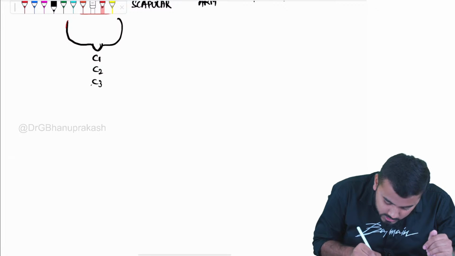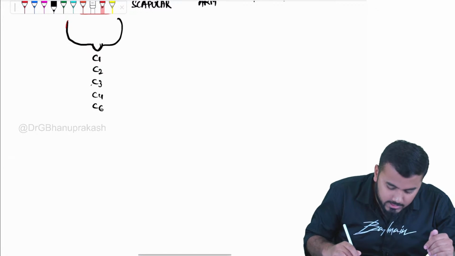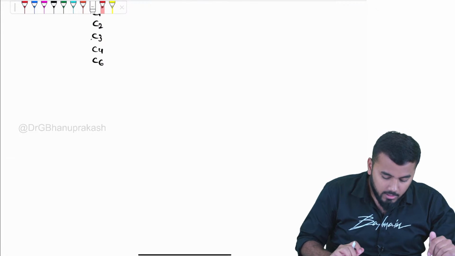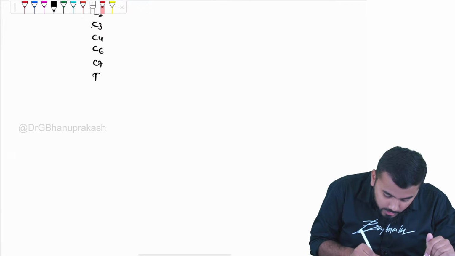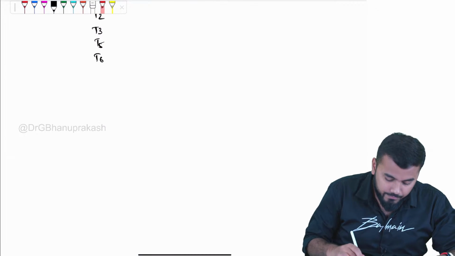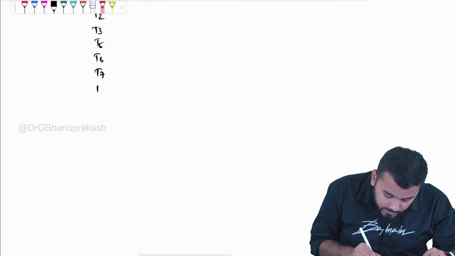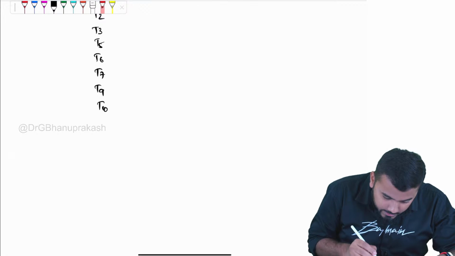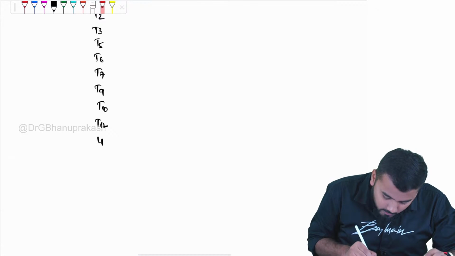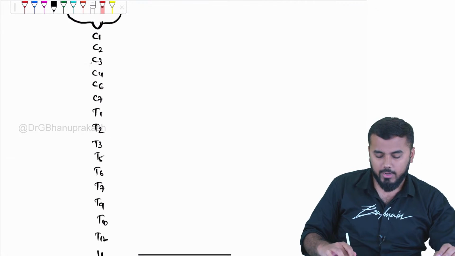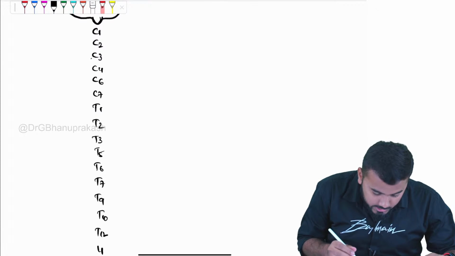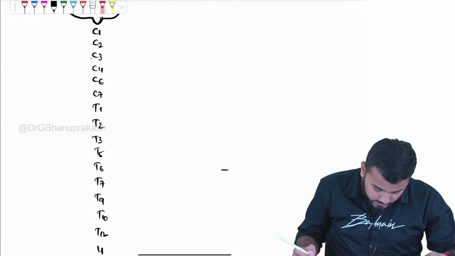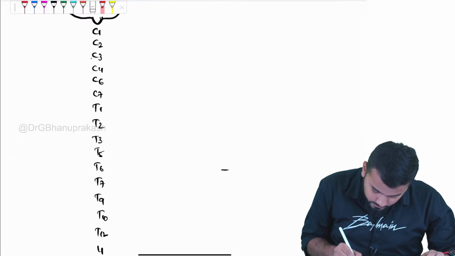C1, we have C2, C3. I'm not writing all of them, don't worry. Let us say C6. I'm skipping some things in between. Okay, C6. We have C7 and we have T1, T2, T3, directly T5, T6, and T7, T9, T10 and T12, L1, L4, L5. I'm not drawing all of them, I've just written a few. Where is T6? This is T6, right? And where is T1? This is T1.